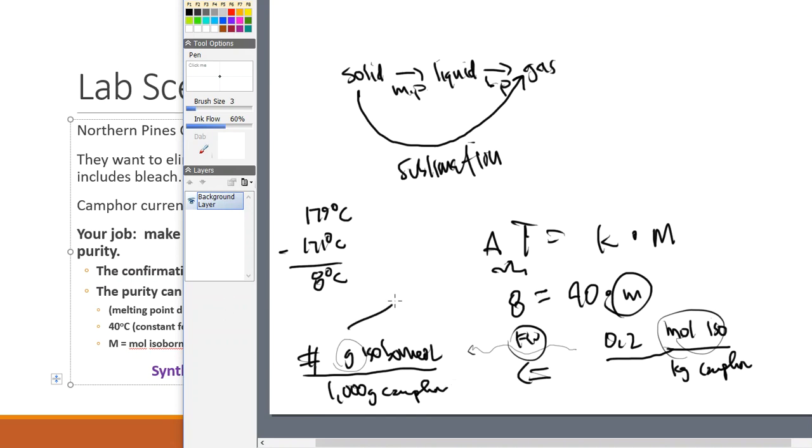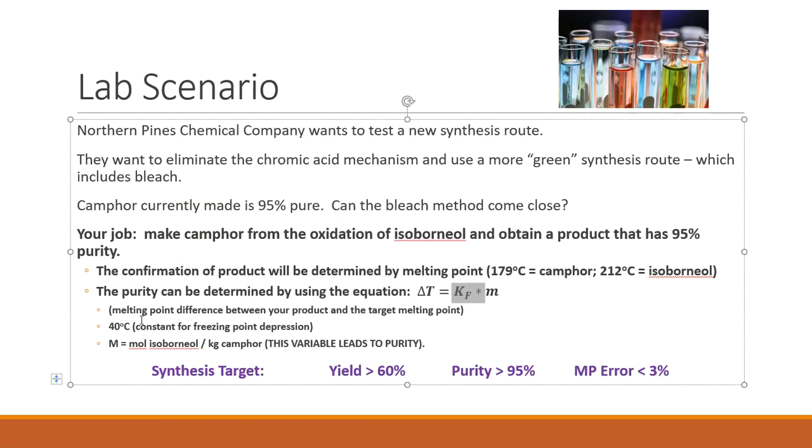So to calculate percent purity, you take these two numbers and divide them. Whatever number you get here, divide it by 1,000, and then multiply by 100 because you're getting a percentage. That is the number we're looking for. It's got to be greater than 95. So that's the calculation that you'll be doing in the lab. It's different than all of the other lab experiments that we've done up to this point.